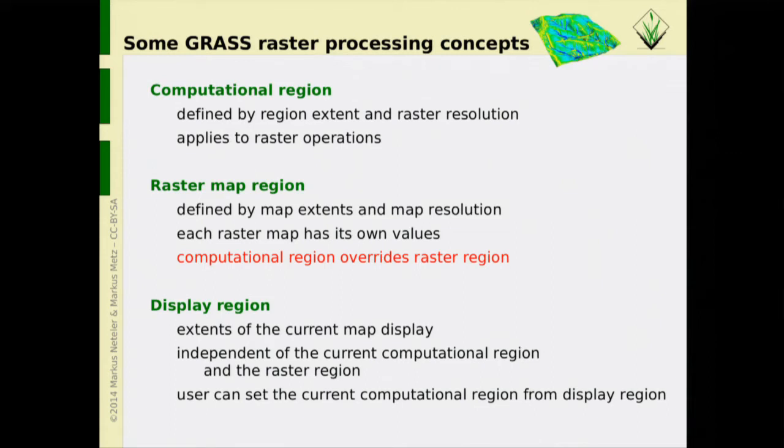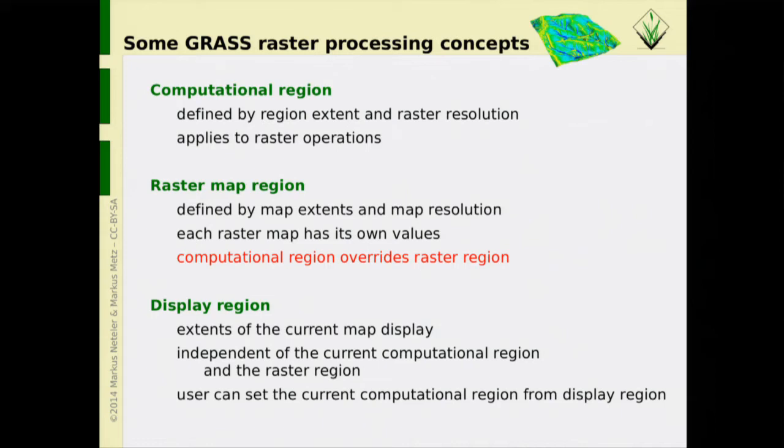We also have a raster map region. That means a raster map, raster data, a DEM, Landsat, MODIS, whatever. They are defined first by their coordinate reference system, then by the number of rows and columns, and by the northern, southern, western, and eastern bounds. And this raster map region is obviously unique for each raster data set and independent of the computational region. So each raster map has its own values, and the computational region overrides the raster region. We will demonstrate that soon.